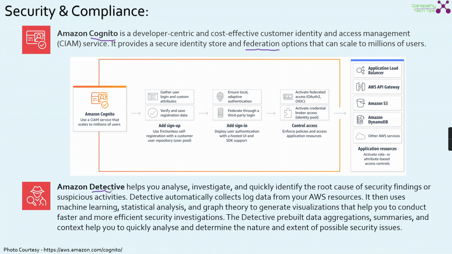Moving on, Amazon Detective. The name itself is very evident. It's again a detective. What does a detective do? A detective finds the problematic areas. Detective can find what are all the issues currently running in my existing account. It works based on machine learning. Typically, it will run statistical analysis, graph theory, and so on against the AWS account and generate visualizations that help you conduct your security investigations more efficiently. So Detective has pre-built data aggregation and summaries, so that you can find the defects in a much quicker manner.